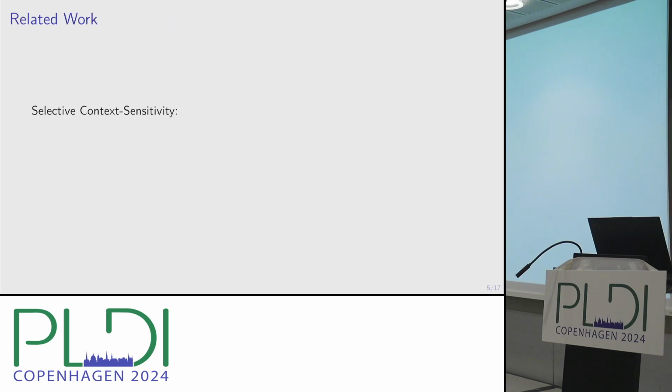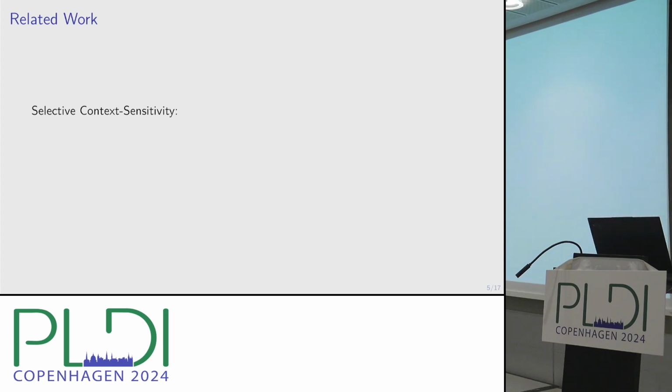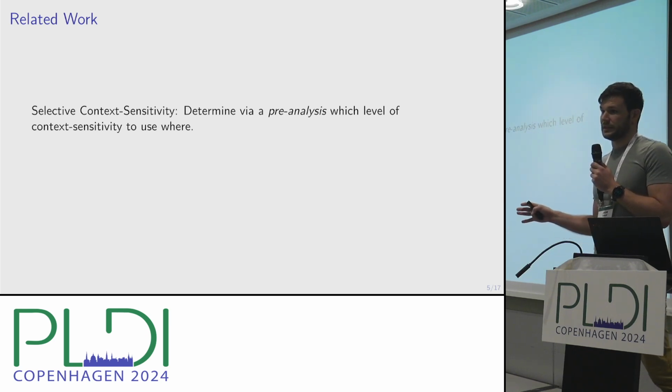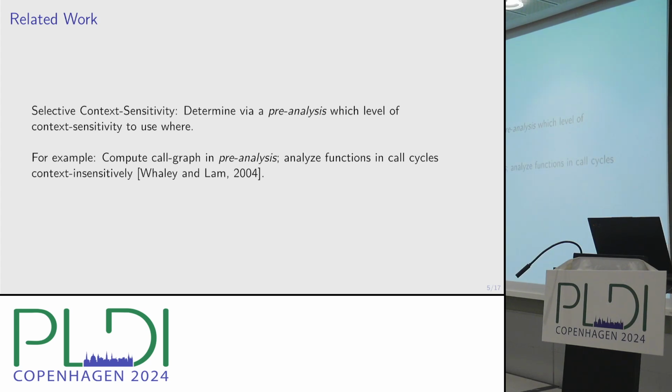I just want to highlight some related work. There has been lots of work on how to tune context-sensitive analysis, but I just want to highlight something that is called selective context sensitivity, which follows the principle that you perform some pre-analysis, and then, judging from this pre-analysis, you decide the level of context sensitivity that you apply in different places and for different functions. For example, you may perform some pre-analysis that computes a call graph, and based on that, you decide that you analyze all functions that appear in any cycles in the call graph context insensitively. But these approaches rely on pre-analysis, and here we want to present approaches that do not rely on any such pre-analysis.